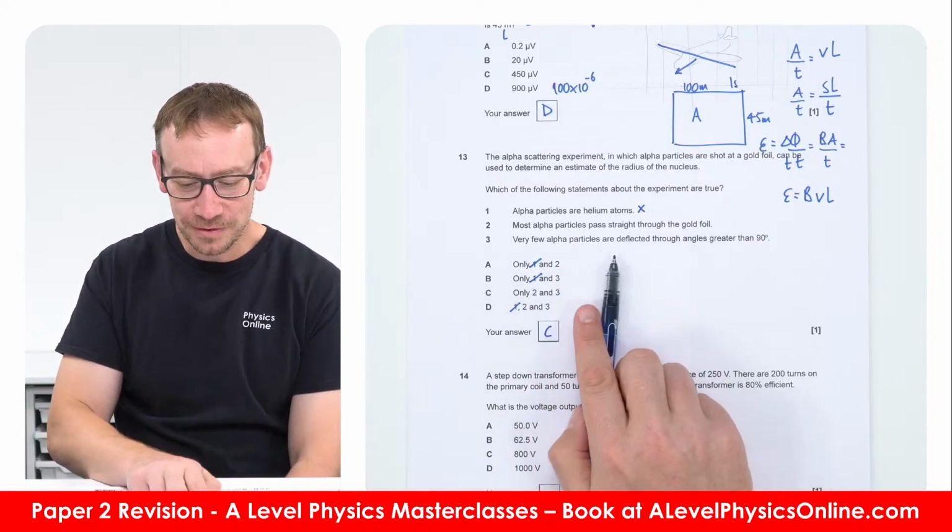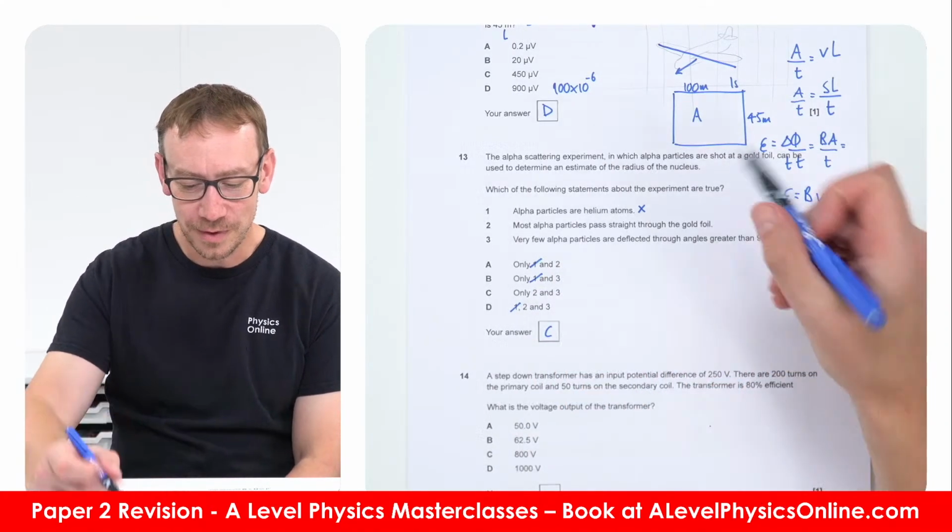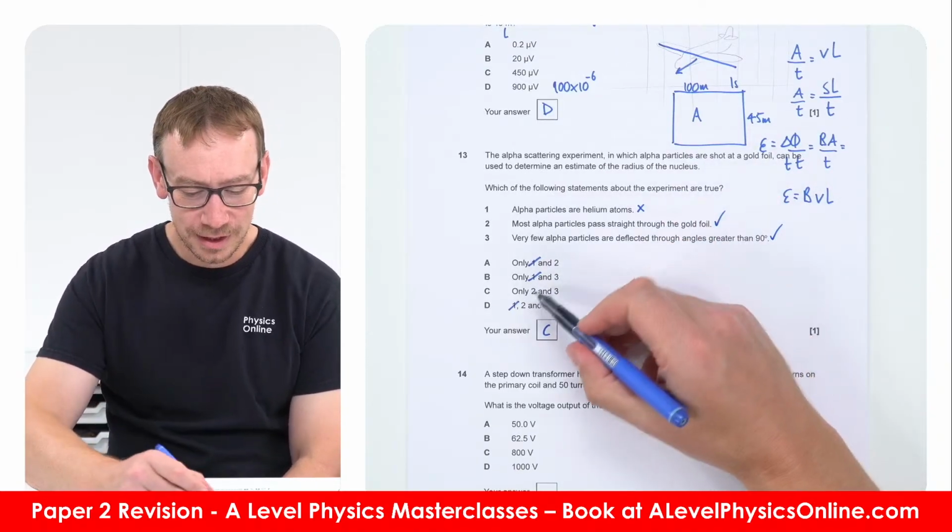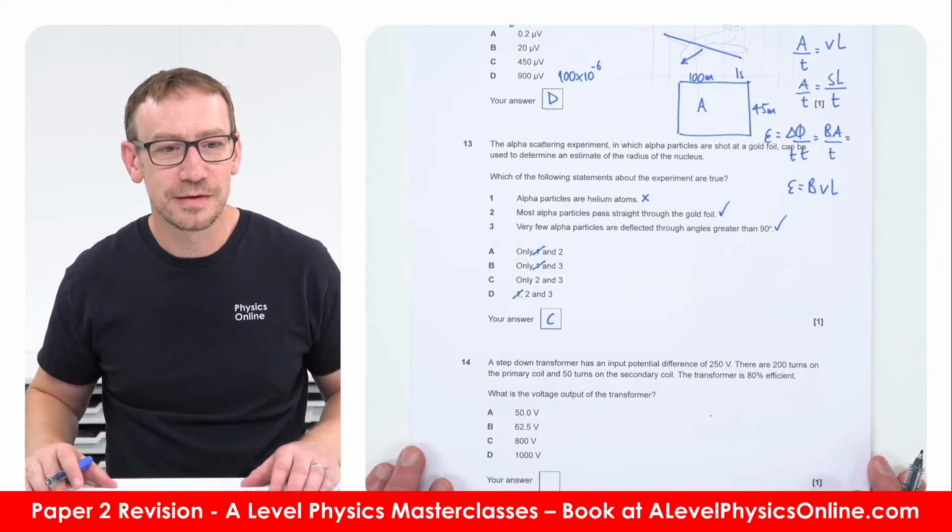Very few alpha particles are deflected through angles greater than 90. That's true as well. So 2 and 3 are correct, and therefore C must be the correct answer.